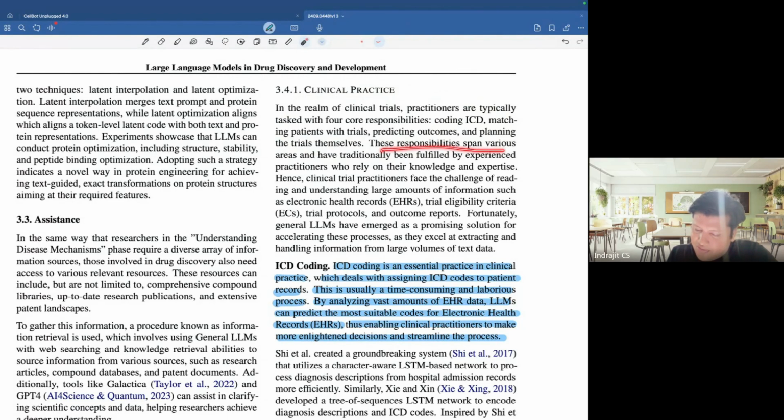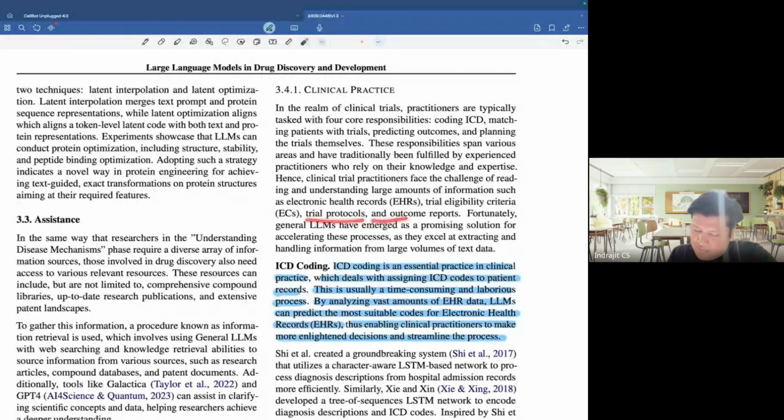And these responsibilities span various areas and have traditionally been fulfilled by experienced practitioners who rely on their knowledge and expertise. So clinical trial practitioners face the challenge of reading and understanding large amounts of information, such as electronic health records, EHRs, or trial eligibility criteria, ECs, trial protocols and outcome reports.